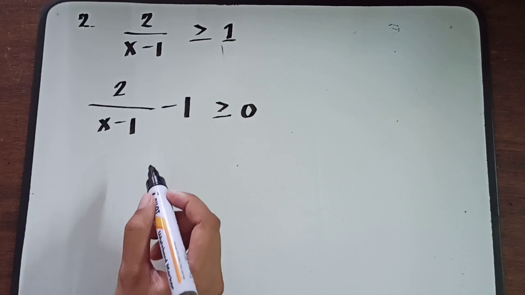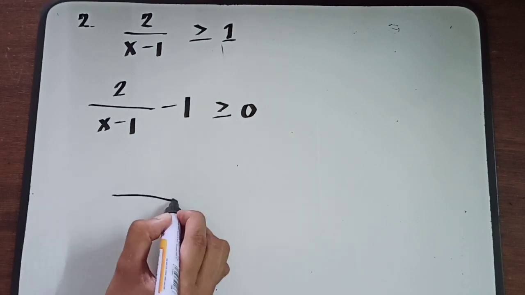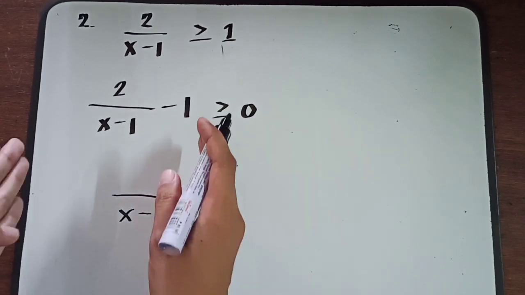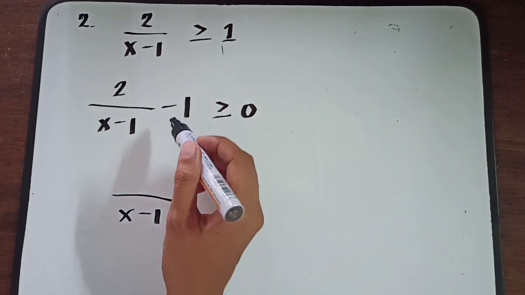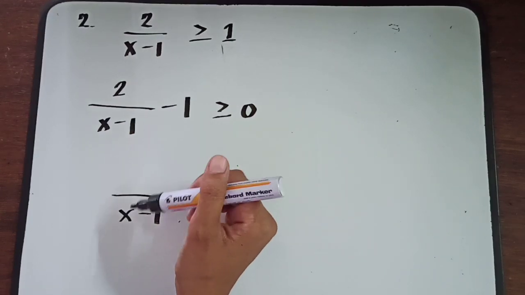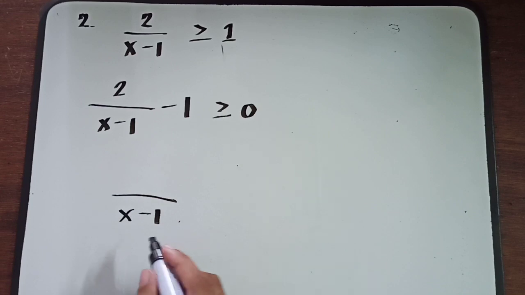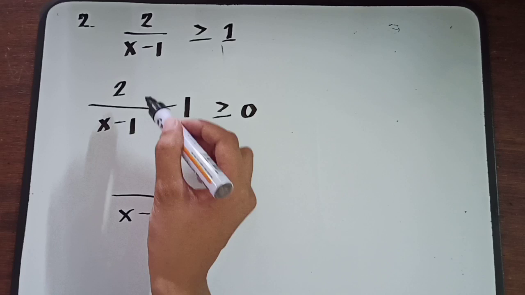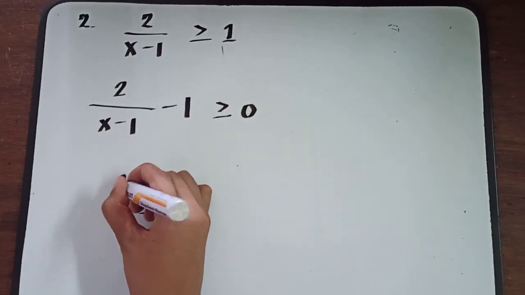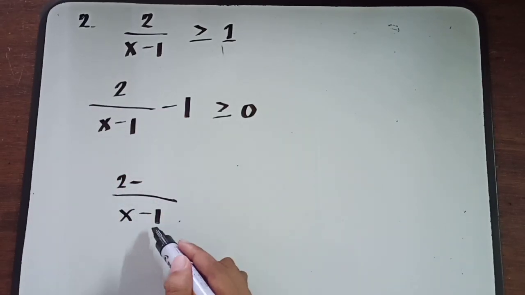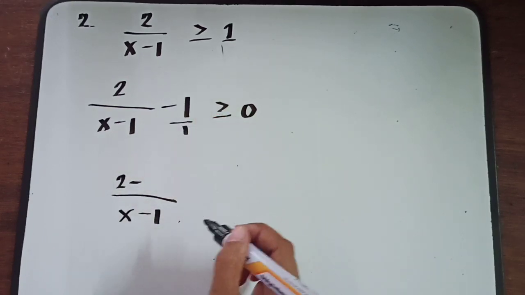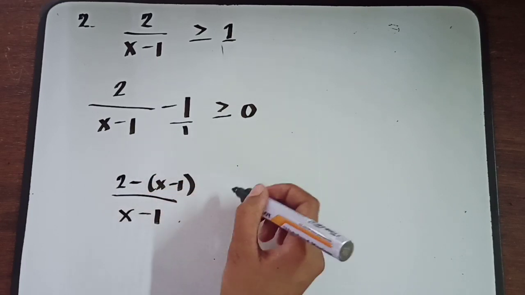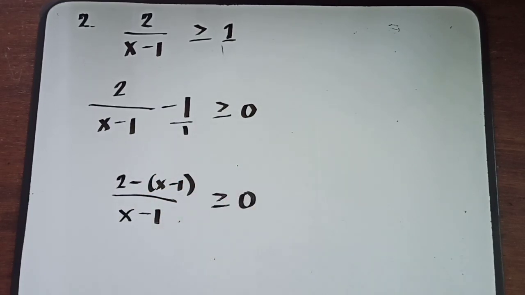So, single fraction, apply the LCD. So, the LCD is x minus 1. When we say single fraction, ibig sabihin, you need to combine this 2. So, apply the rule of subtraction of fractions. So, x minus 1 divided by x minus 1 is 1 multiplied by 2 is 2. Then minus x minus 1 divided by 1 is x minus 1 multiplied by 1 is x minus 1, which is greater than or equal to 0.